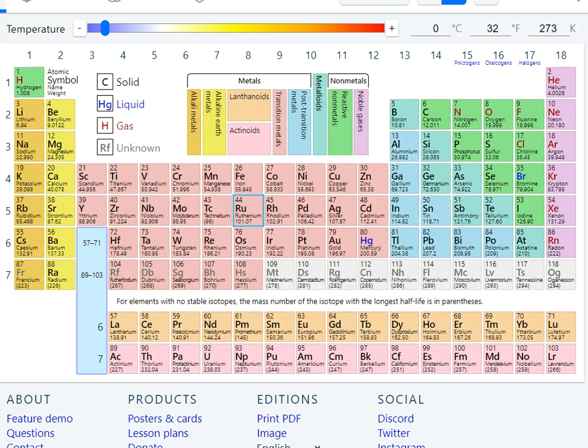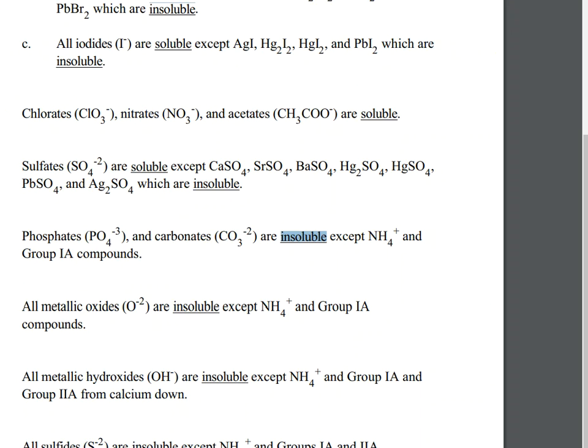If ruthenium pairs up with oxygen, that would be an oxide. It's a metallic oxide. It will precipitate out, and it will be insoluble. That is what that rule means. Number 7, all metallic hydroxides, which are OH groups, they are also insoluble except for ammonium and group 1A and group 2A from calcium down. Those are going to be soluble. So ammonium hydroxide, that will be soluble.